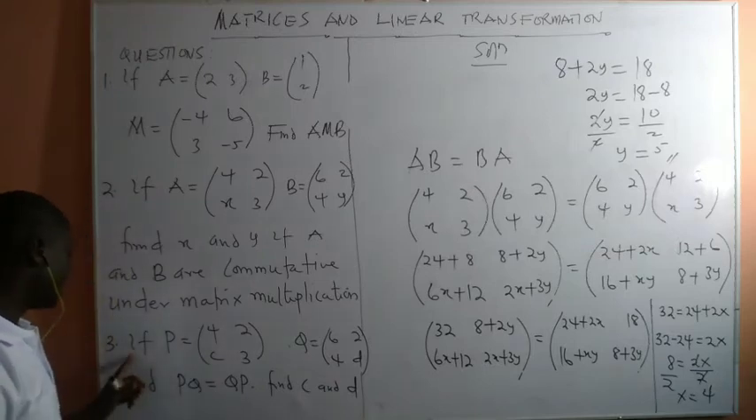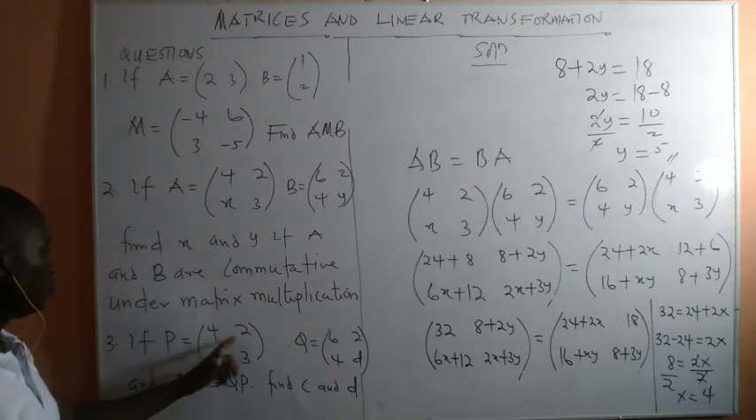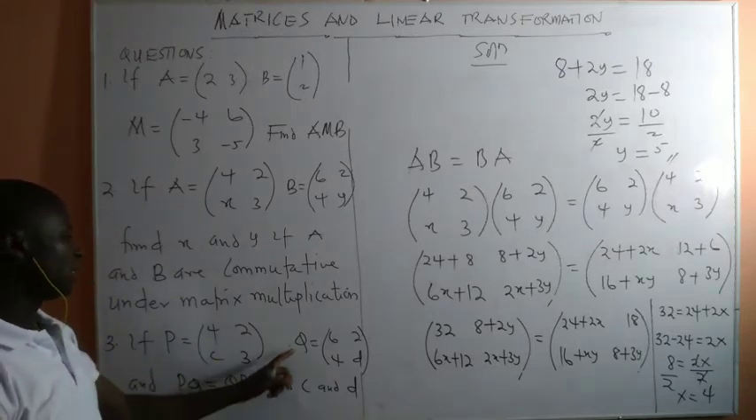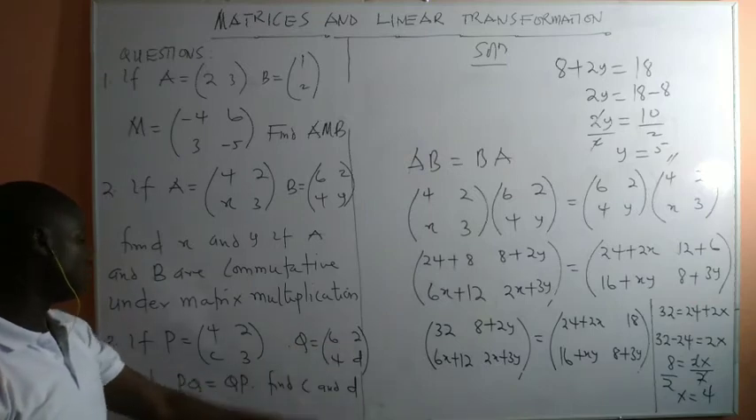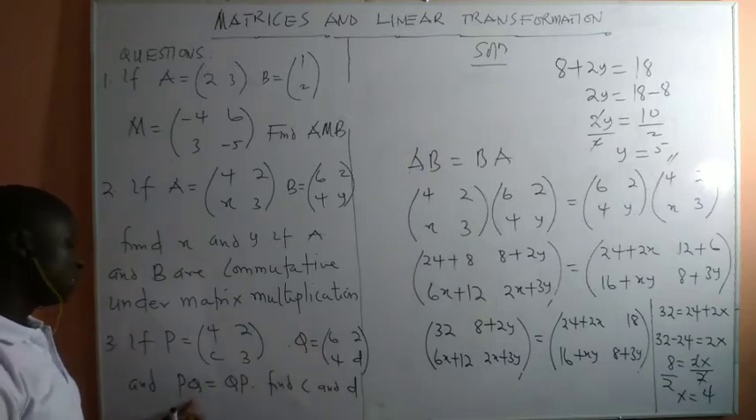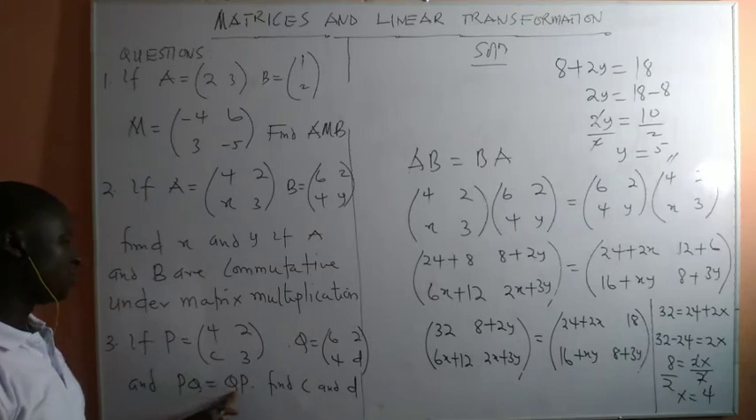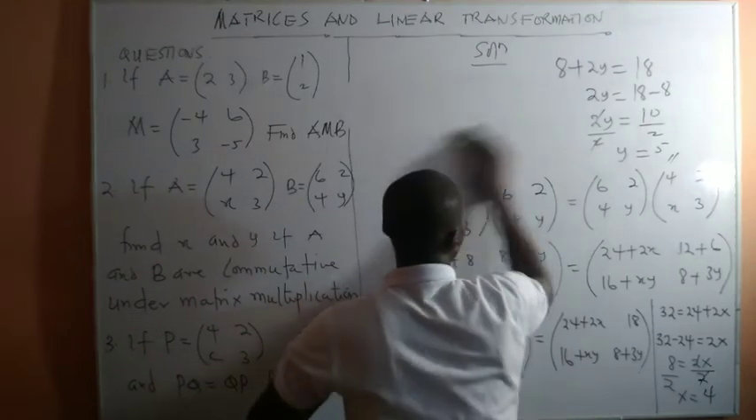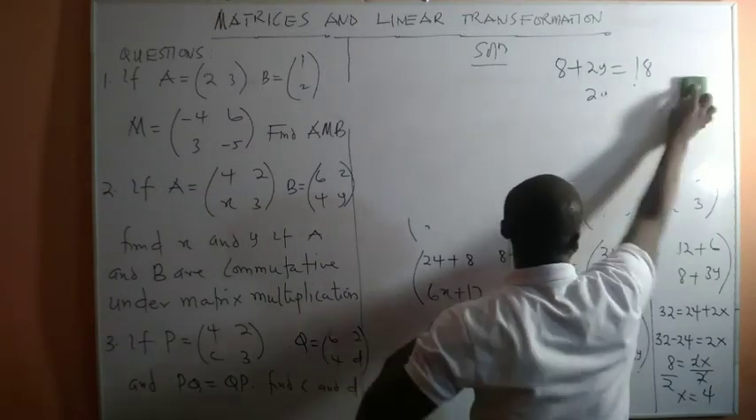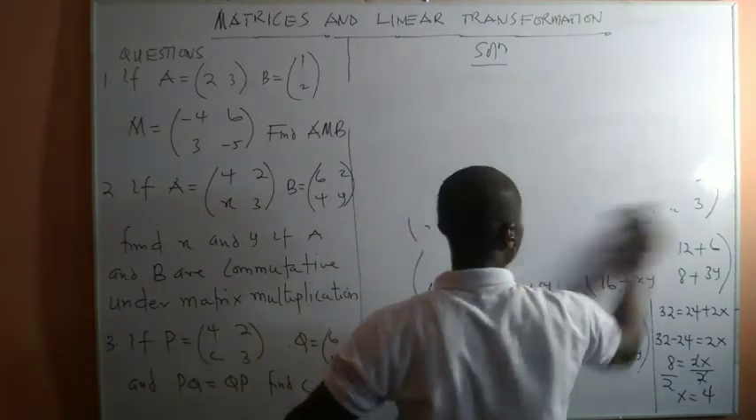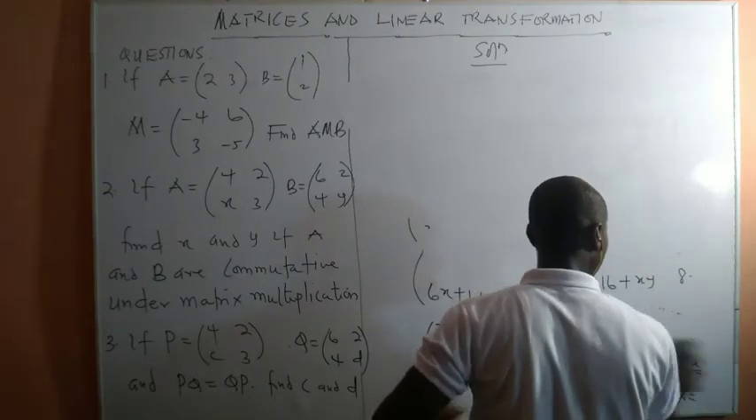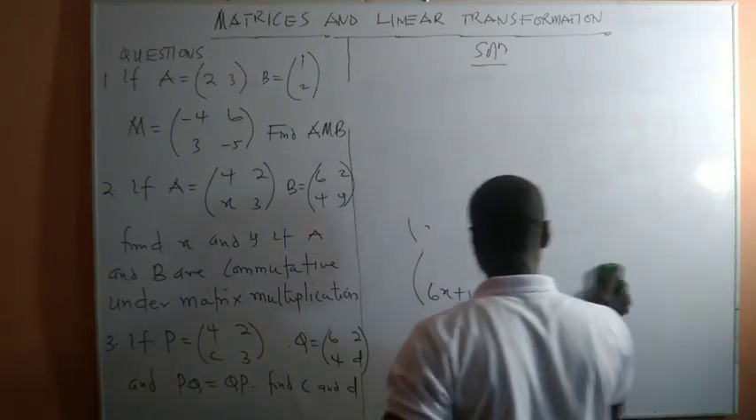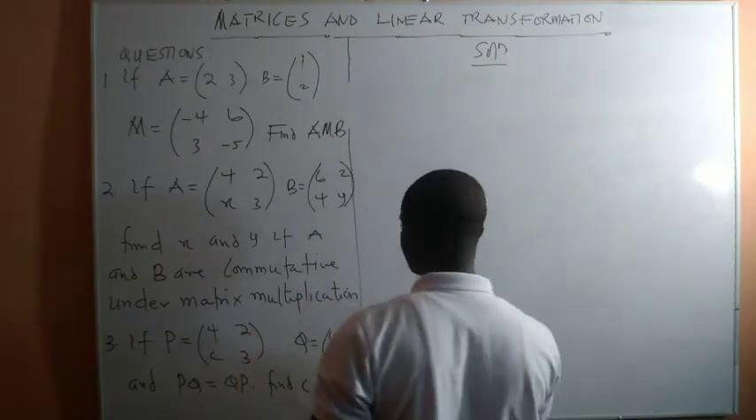Now we are going to look at the third question. If P equals [4, 2; C, 3] and Q equals [6, 2; 4, D], and we are also given the condition that PQ equals QP, we have to find the values of C and D. So now let's look at how best we can solve that particular question.